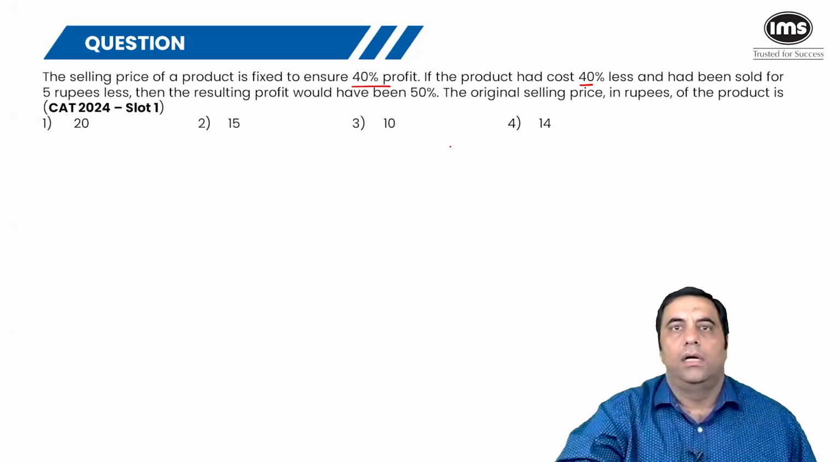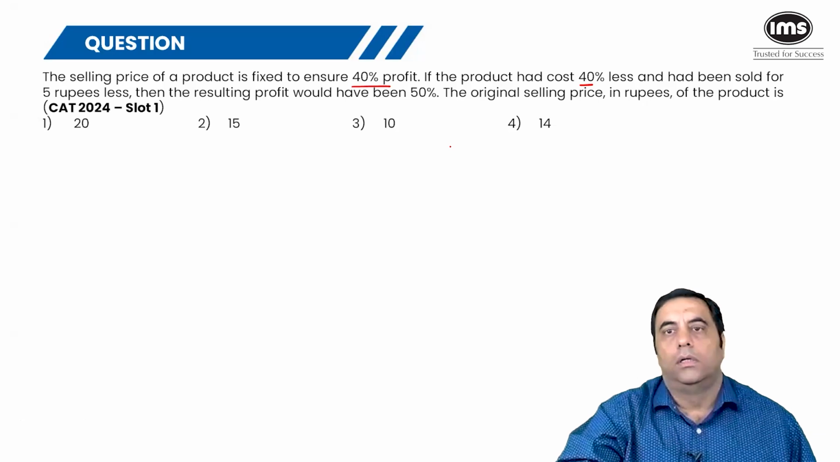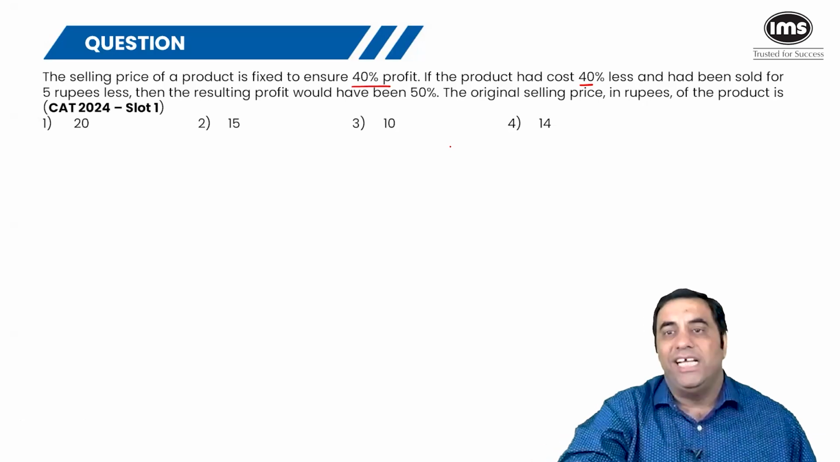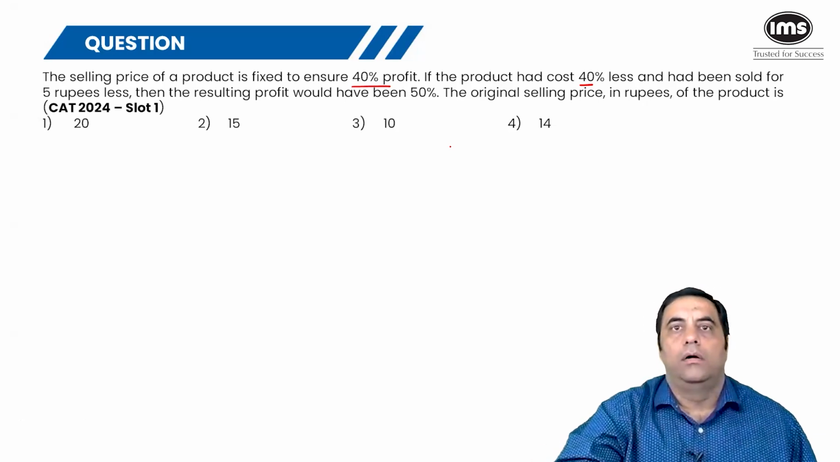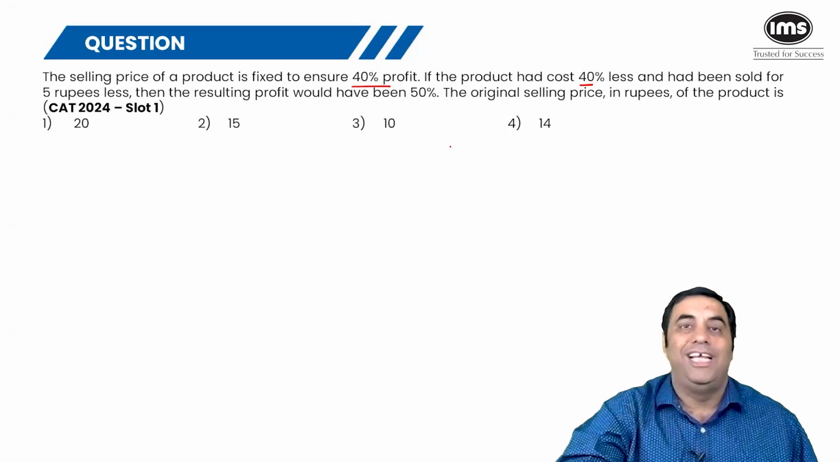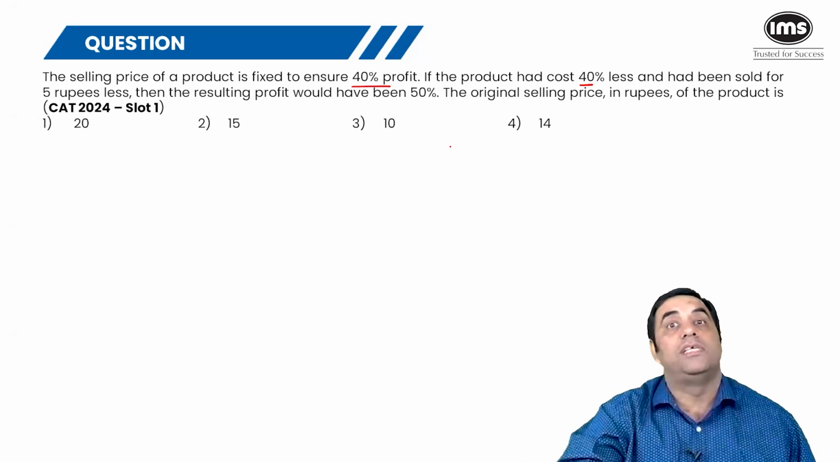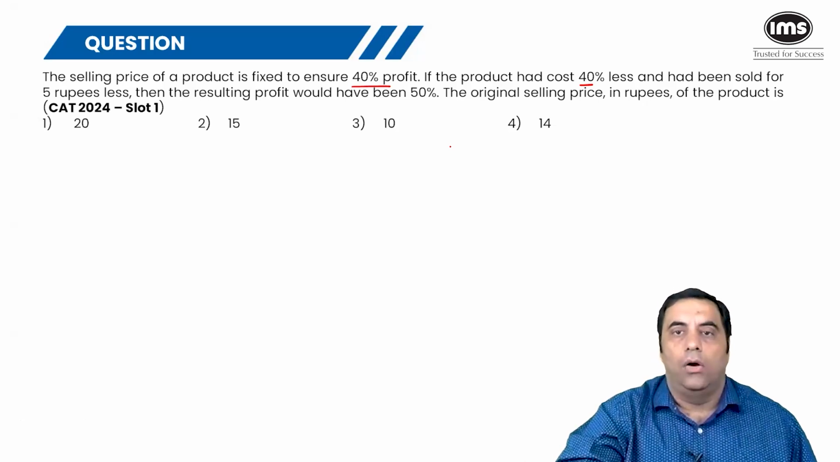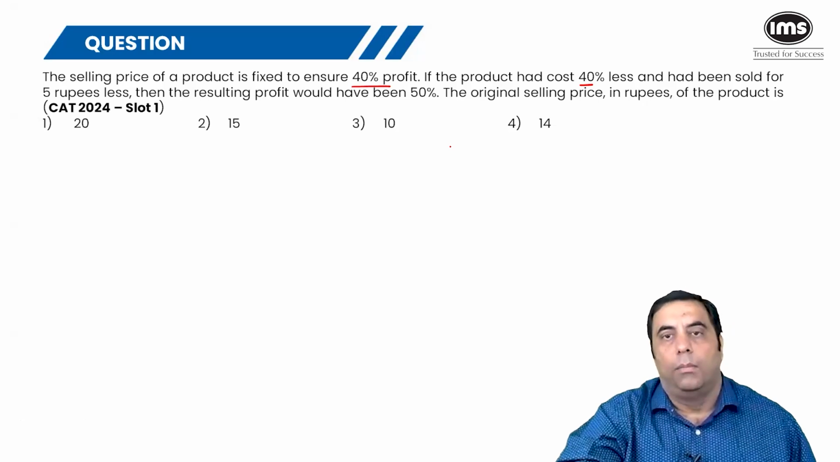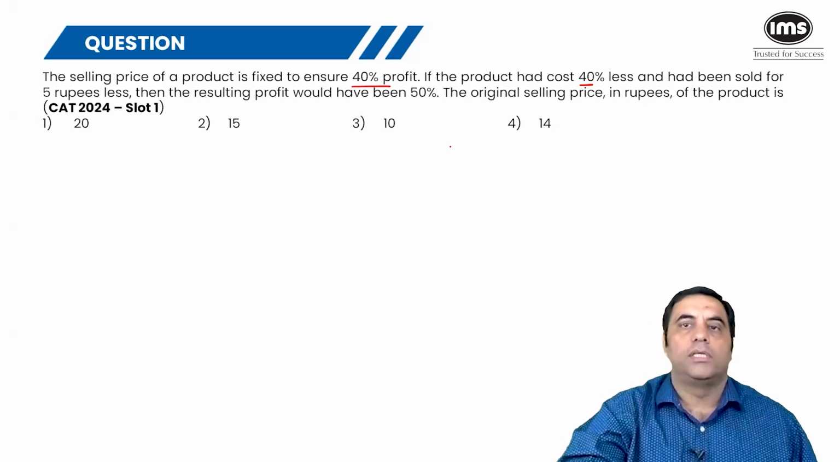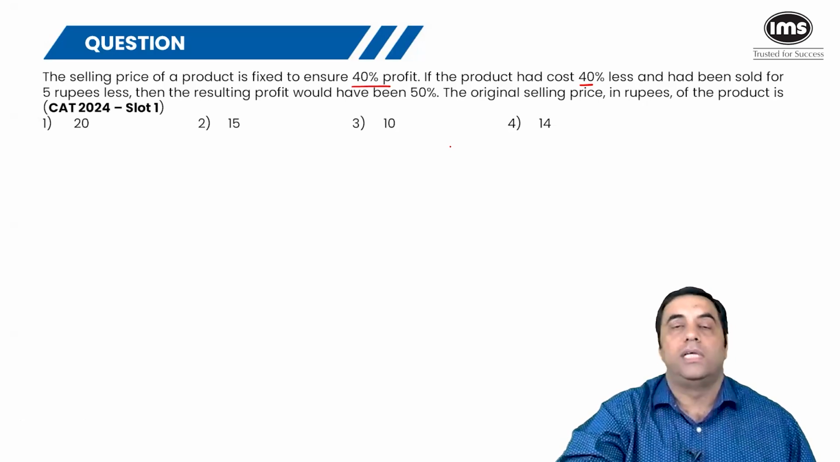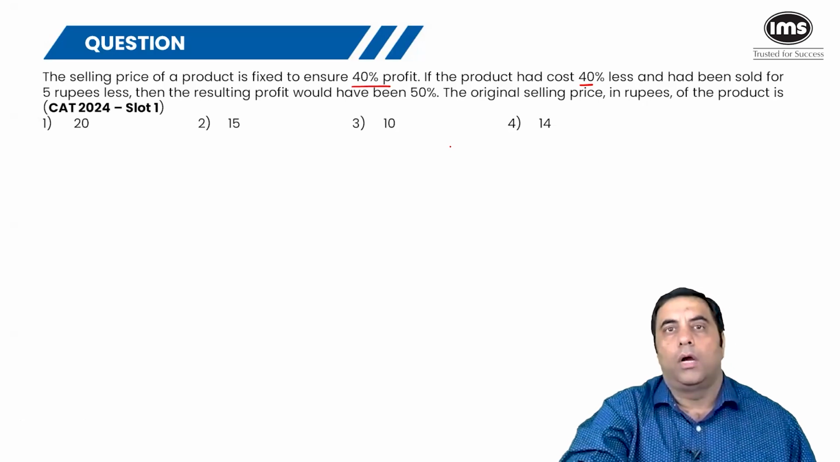So initially, it's fixed that we want to earn a 40% profit. Now, the cost price decreased by 40% and then the selling price is also decreased by 5 rupees. So the decrease in the selling price is in absolute value. And now the resultant profit becomes 50%. So now we are supposed to identify the original selling price. A typical question on profit and loss.